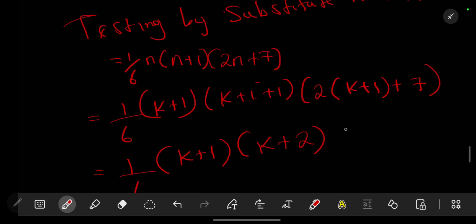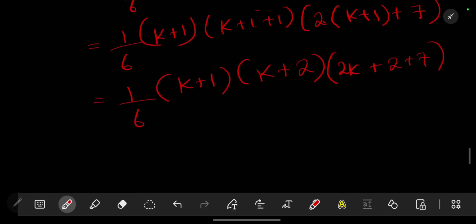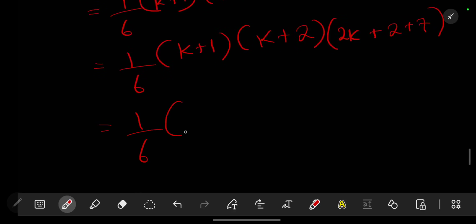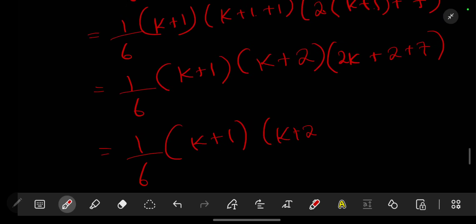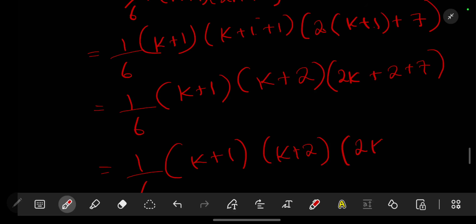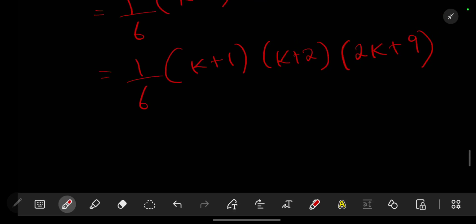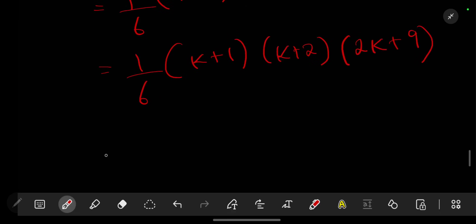1 plus 1 there. So we have k plus 1 plus 1 is 2. Then we have 2 times k, it will be 2k, plus 2 times 1 is 2, plus our 7, like that. So this gives us 1 over 6, open brackets, k plus 1. Then we have our k plus 2. Then we finally have our 2k plus our 2 plus 7 is our 9, like that. So this is what we have, which can be written as, if you multiply throughout, your common denominator is 6, so the 6 can even be written like this.